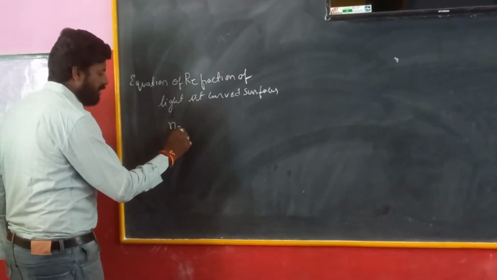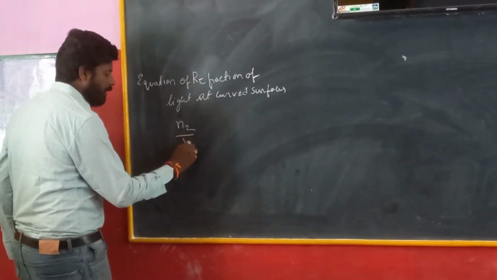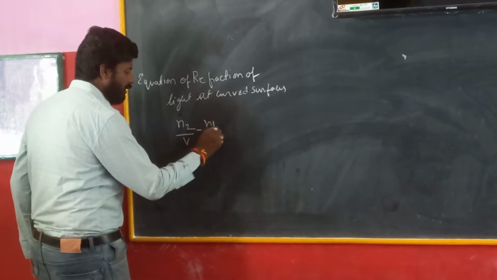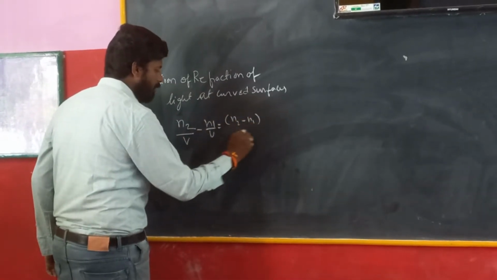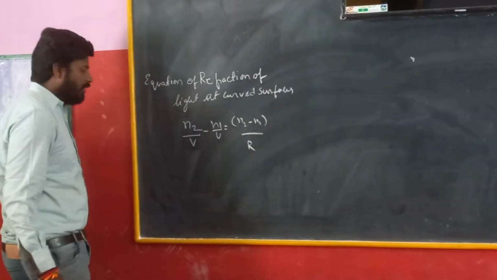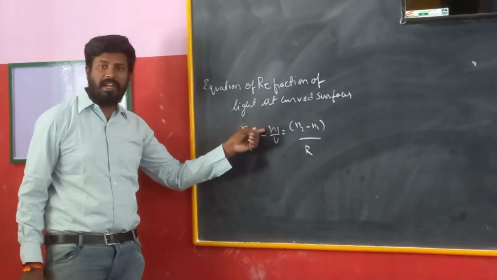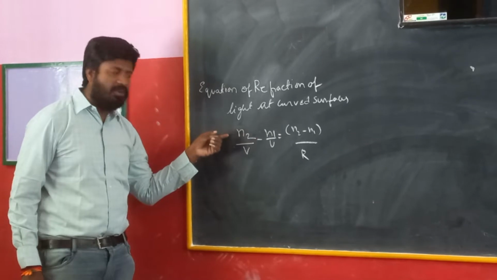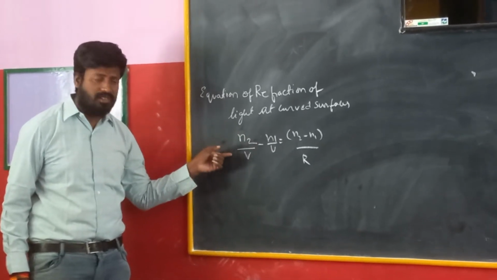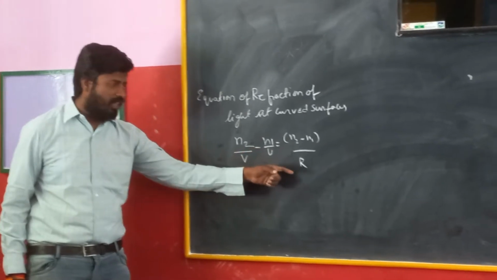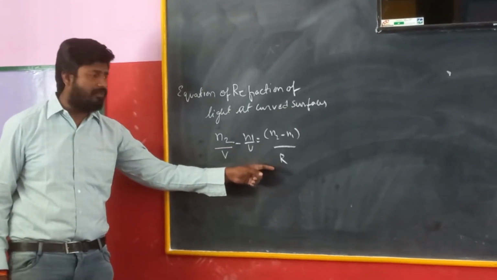From the derivation we got that N2 by V minus N1 by U is equal to N2 minus N1 by R, where N1 is called the refractive index of the first medium, N2 is called the refractive index of the second medium, V is called the image distance, U is called the object distance, and R is called the radius of curvature.